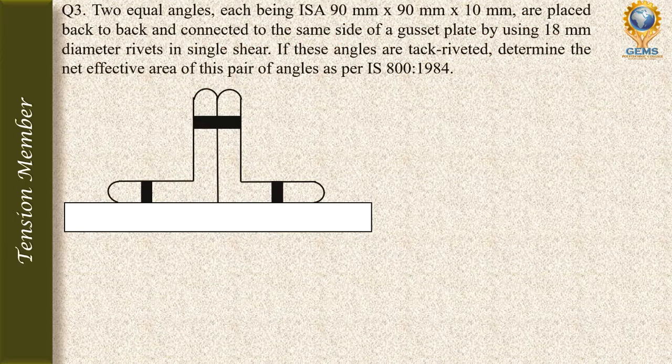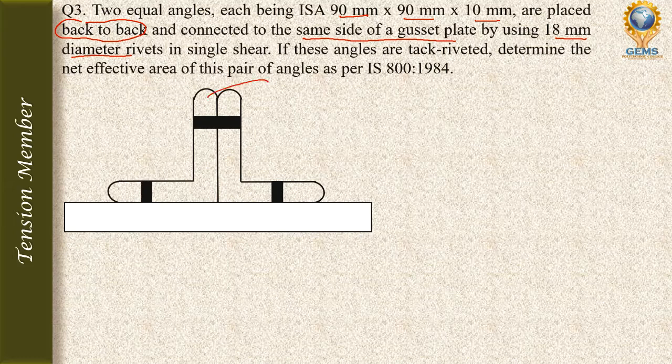Then move to the next question. Two equal angles, each being ISA 90 mm by 90 mm by 10 mm, are placed back to back and connected to the same side of the gusseted plate by using 18 mm diameter rivets in single shear. If these angles are tack riveted, determine the net effective area of this pair of angles as per IS 800 1984. The diagram shows how it is connected.